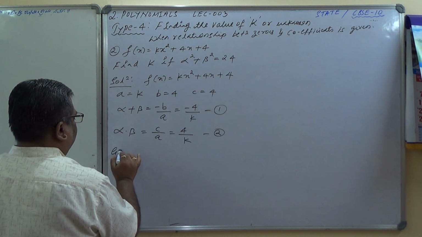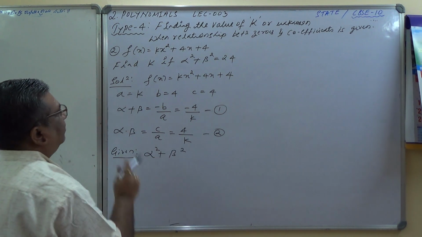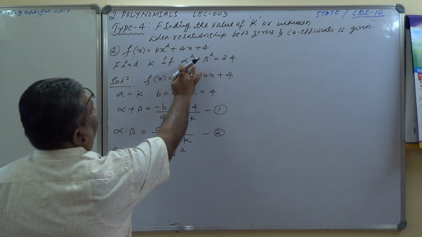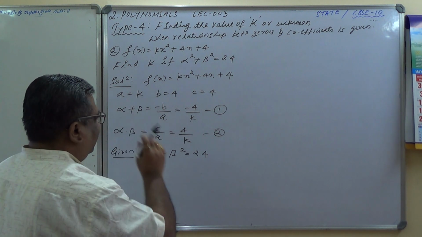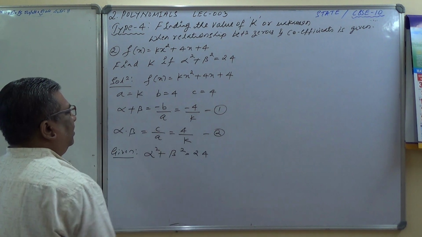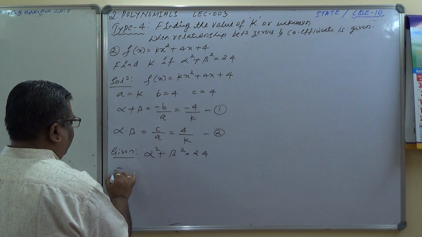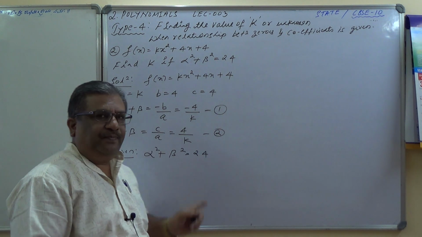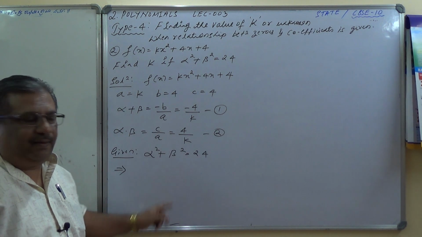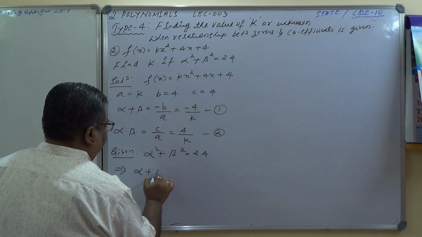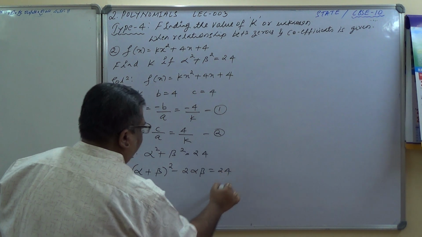Also given, alpha square plus beta square equals 24. This is what is given. How should I make use of this in order to find alpha plus beta or whatever it may be? You already know alpha square plus beta square is alpha plus beta the whole square minus 2 times alpha into beta. So here alpha plus beta the whole square minus 2 times alpha beta equals 24.